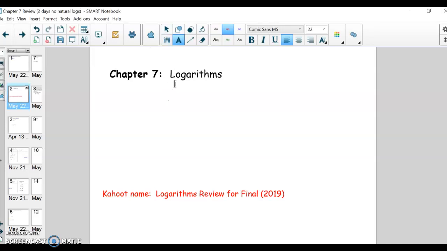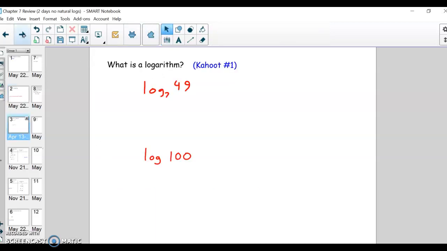All right, in this video, we're going to be reviewing stuff, getting ready for logs on the final. In class, I play a Kahoot with them, so for distance learners, you can ignore all the Kahoot directions. But we're going to start with just the basics of what is a logarithm.